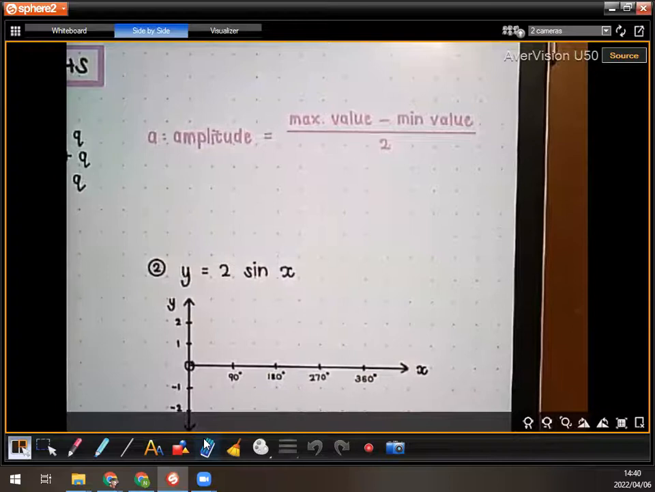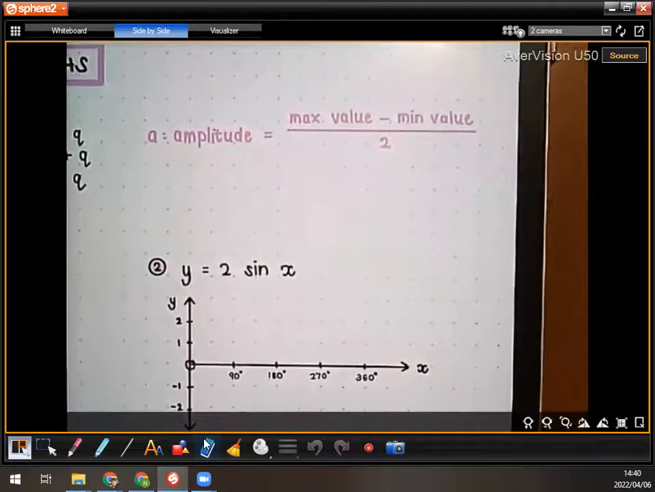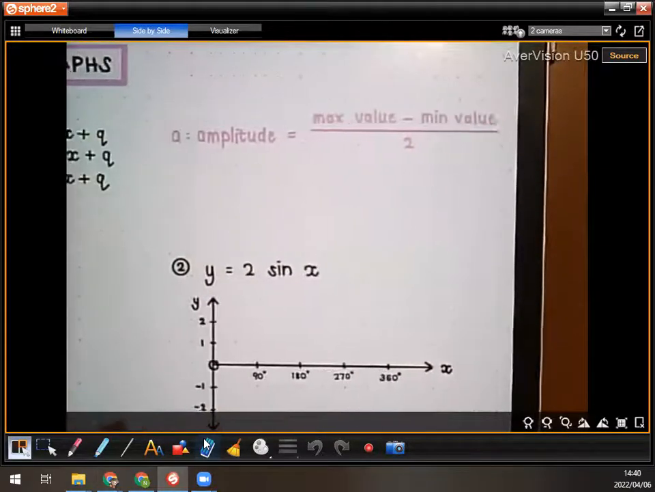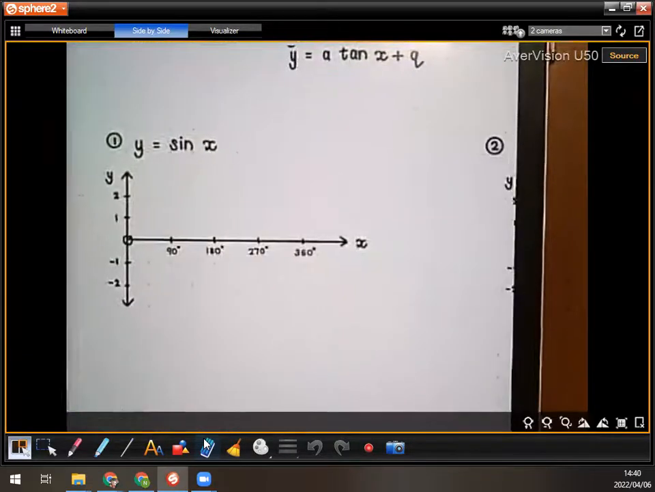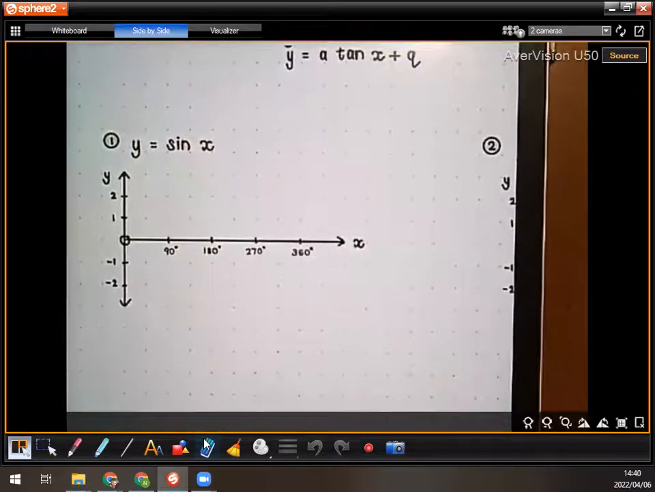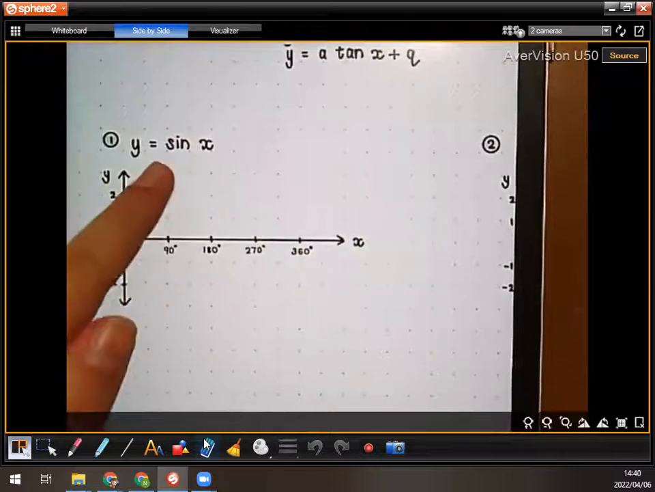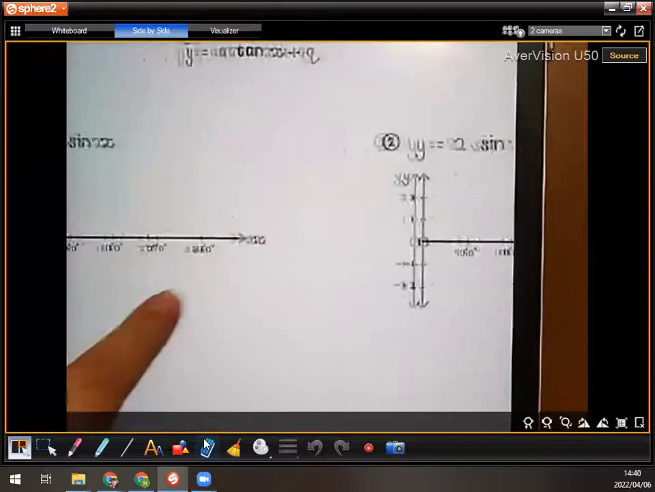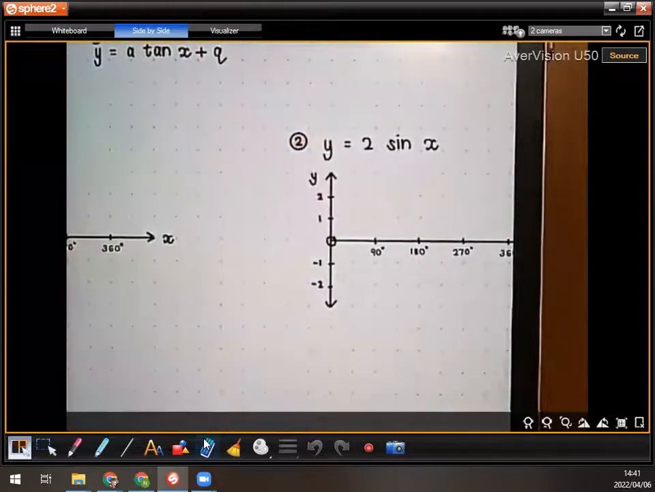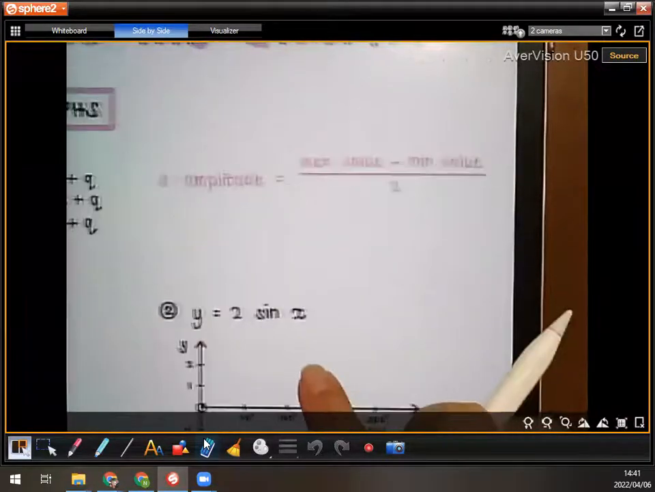So guys, your A value actually is going to stretch your graph. You'll see now when you do examples. If your A value is 1, so if we're looking at this one here, if the equation is y equals sin x, there's actually a 1 in front. But if you have y equals 2 sin x, there's a 2 in front, so it's going to go higher and it's going to go lower. So the A value is going to stretch the graph. You'll see when we actually draw it.